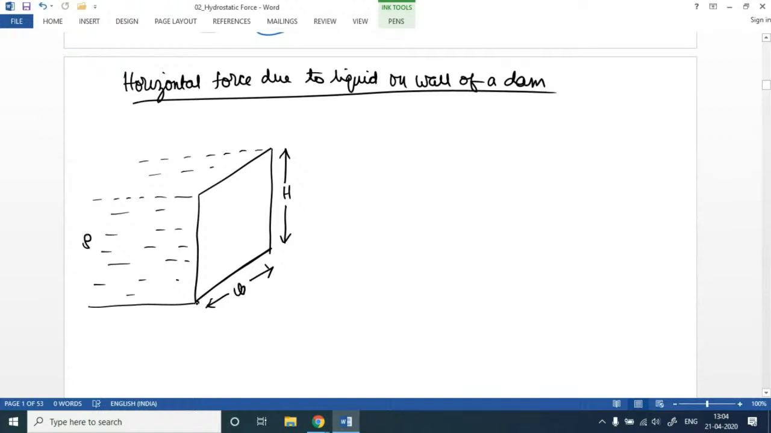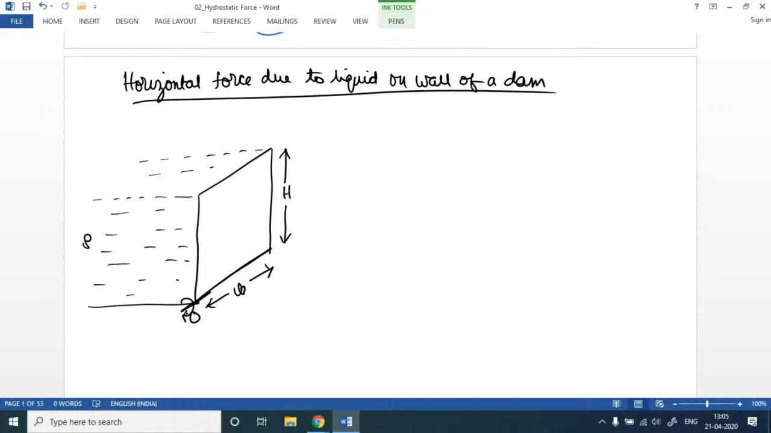I wish to find out, first of all, what would be the net force exerted by the liquid on the wall of this dam of this dimension. Another thing I am also interested in is, if this is point O and this is some axis passing through point O, then if this water body is exerting some force, it will also be exerting some torque on that wall about an axis passing through O, this axis. So we wish to find out the net force and net torque about O.